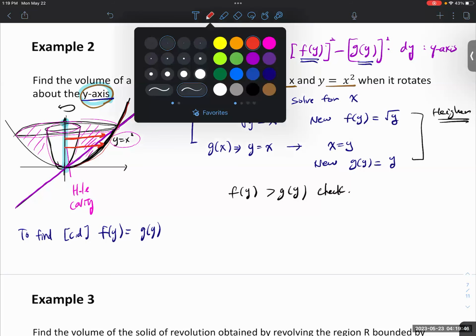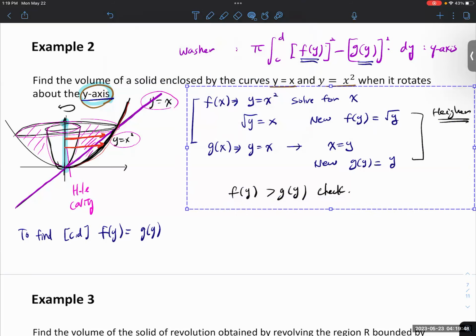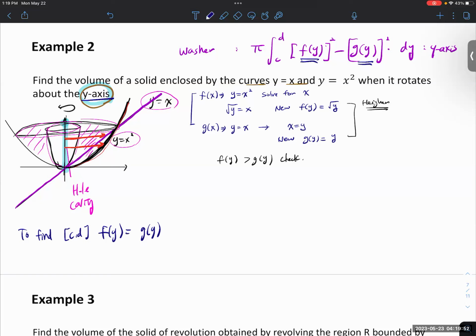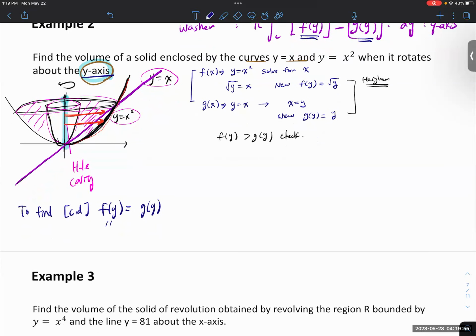Once you set it up and check it, because of that, we can now solve for C and D. So f of y, radical y, equal to y. You're going to solve for y by squaring both sides. So y equal to y squared. y will be 1. So it's going to be from 0 to 1. So this is 0, and obviously this is 1. So the volume will be from 0 to 1.